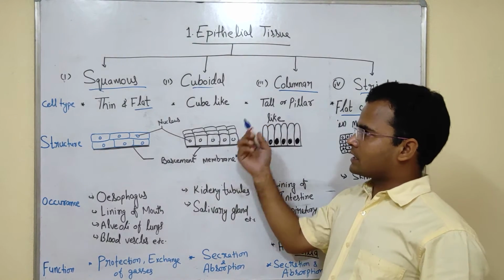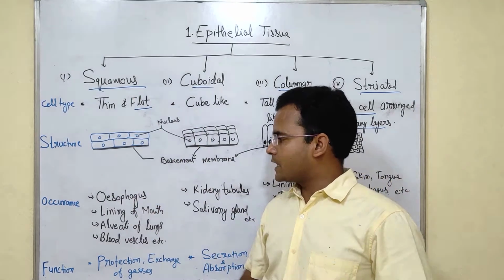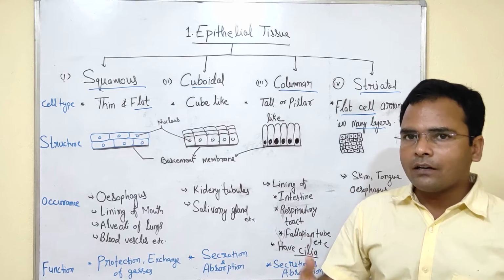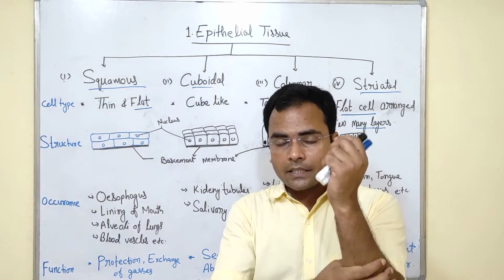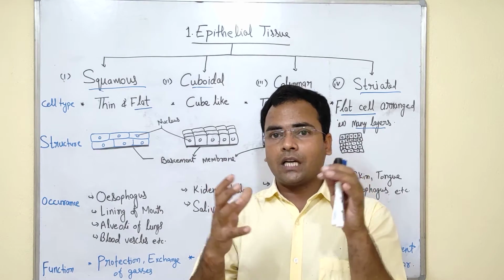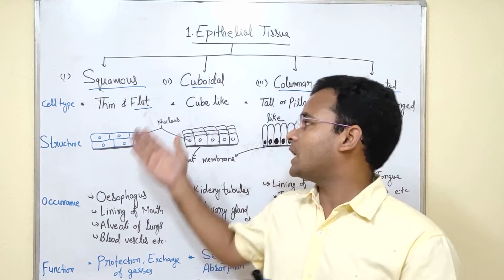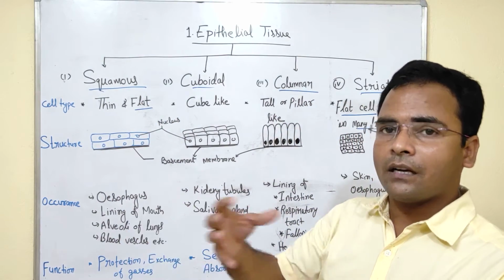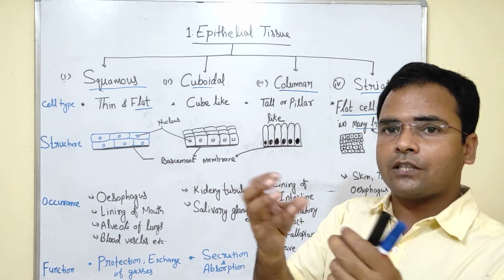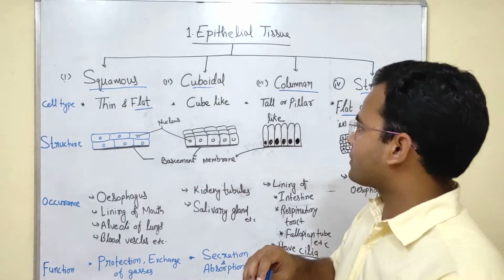Coming to the occurrence, where they will be present: squamous epithelium will be present at the esophagus, lining of the mouth, alveoli of the lungs, inside the blood vessels, so they are in direct contact. What will be the function? The function of this type of tissue will be protection as well as exchange of gases, and helping in the exchange of different materials with the help of osmosis and diffusion processes.